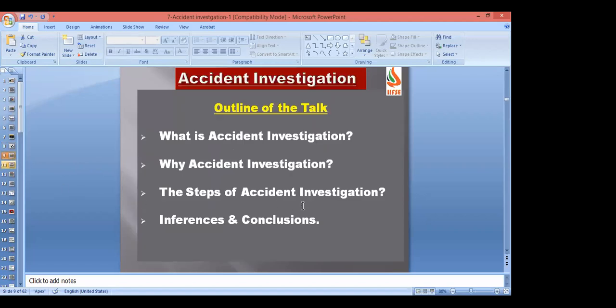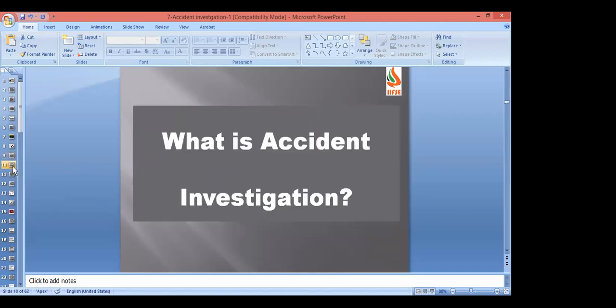Now we'll see what exactly the topics are that we are going to discuss today. What is accident investigation and why we have to do accident investigation, and also what are the steps involved, and also we'll conclude the topic. What is meant by accident investigation? Can anybody answer what is meant by accident investigation?